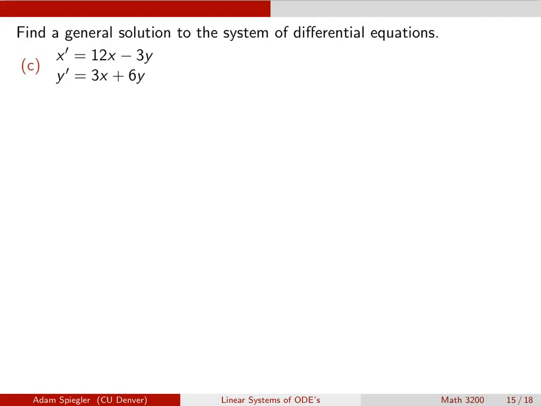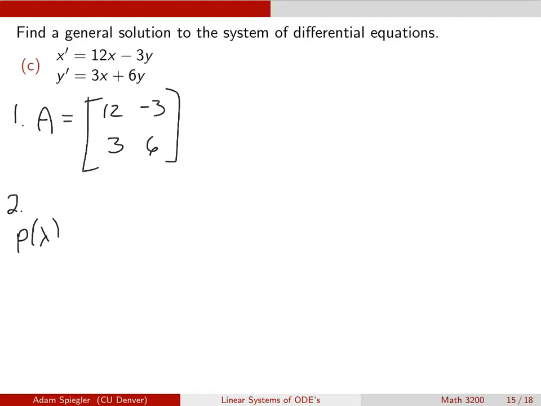Okay, so in this video, we're gonna solve a general system of linear differential equations given over here. So step one, as we've been discussing, is to set up the matrix of coefficients. So we'd have A is 12, minus 3, 3, and 6.